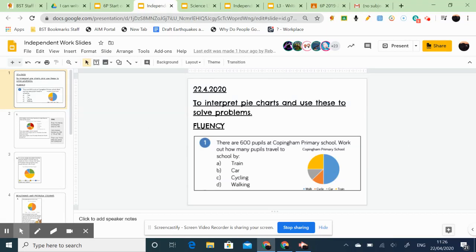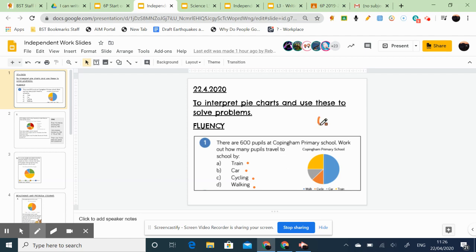So I'm just going to go through some of these questions in maths today. Let's start with this one. There are 600 pupils in Coppingham Primary School. Work out how many pupils travel to school by train, car, cycling, or walking. And it tells you what each of them are here.